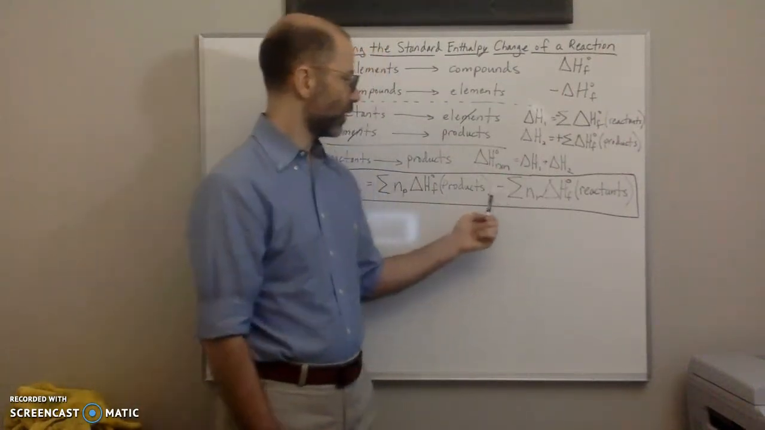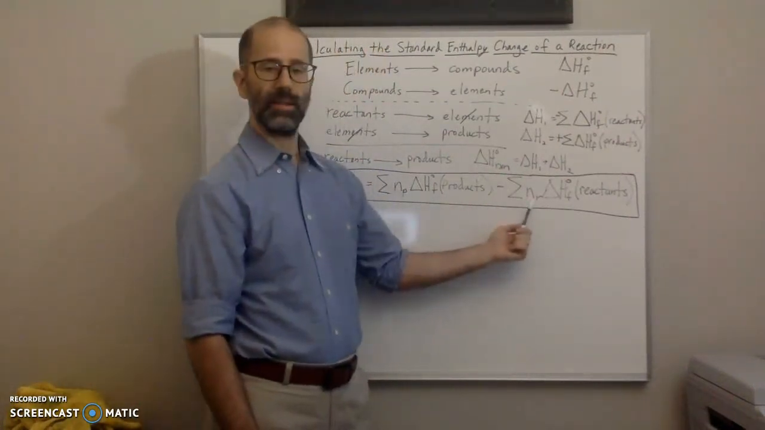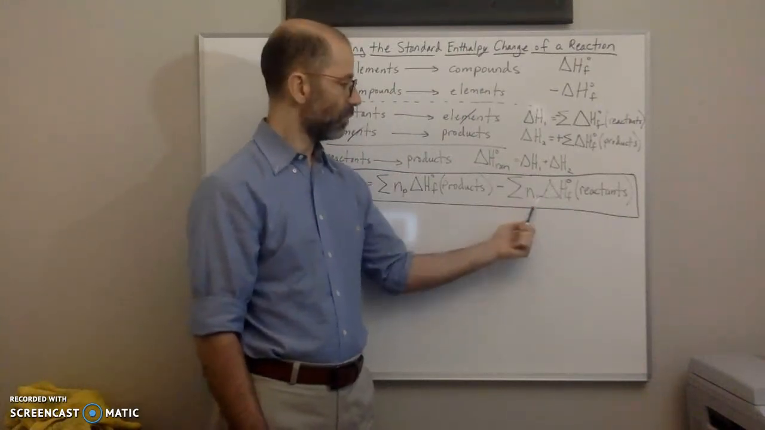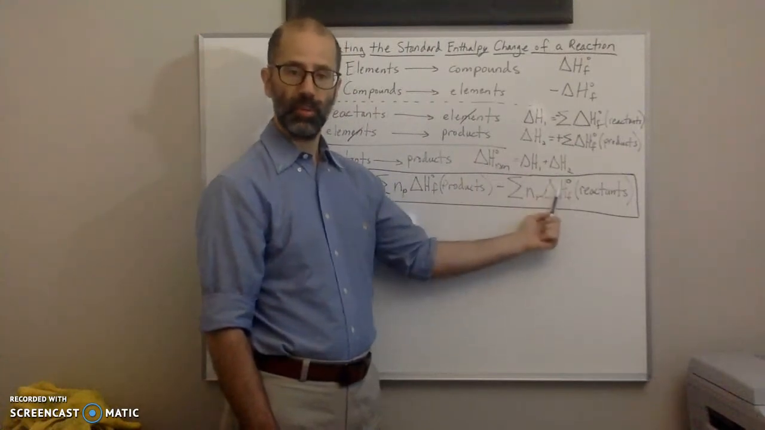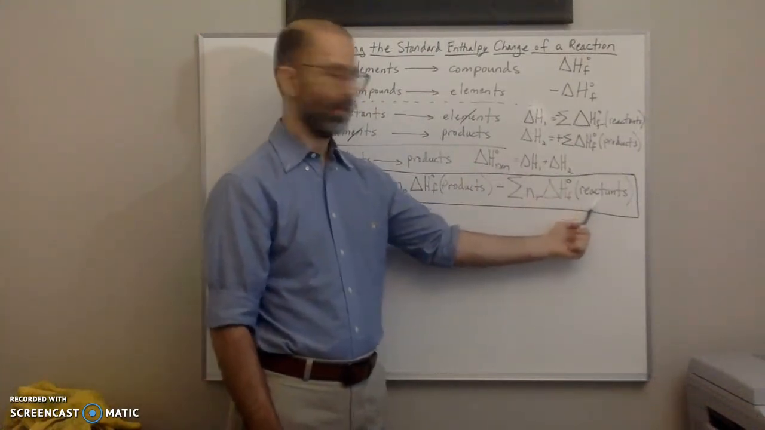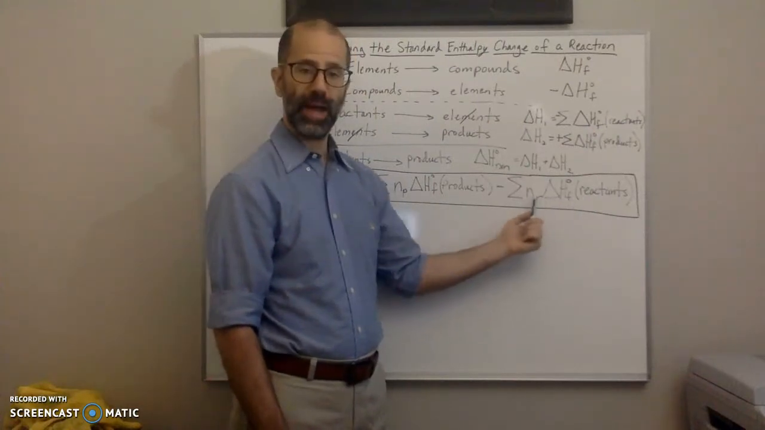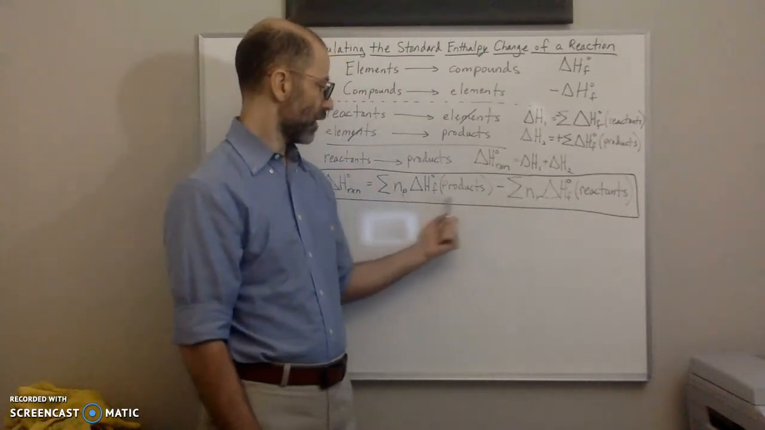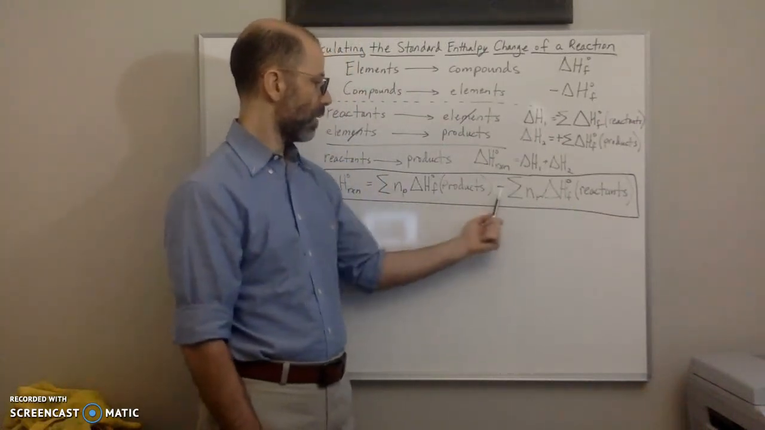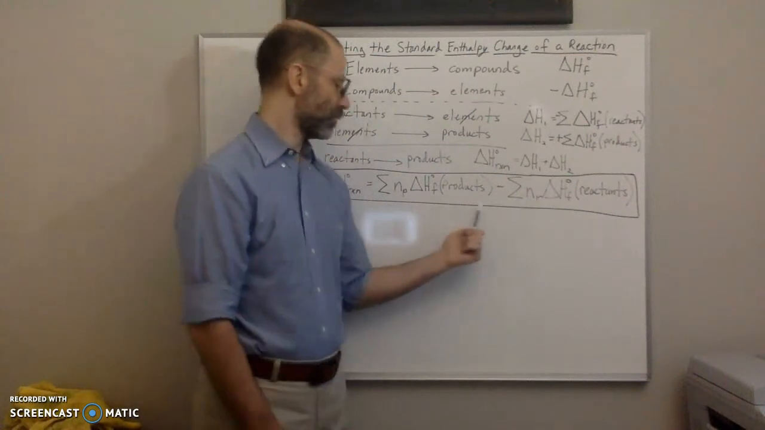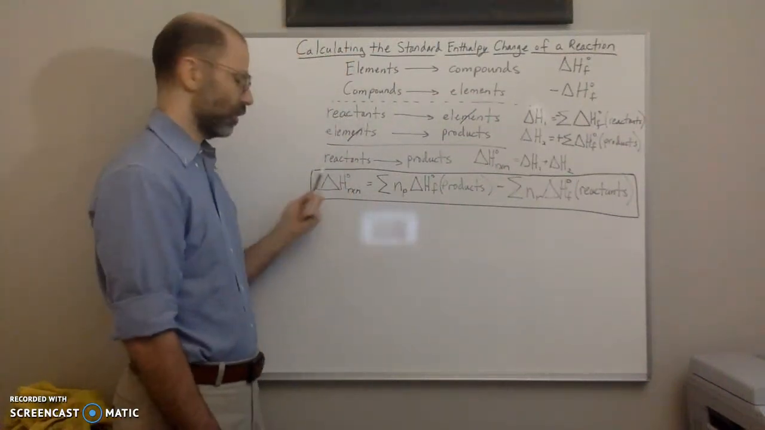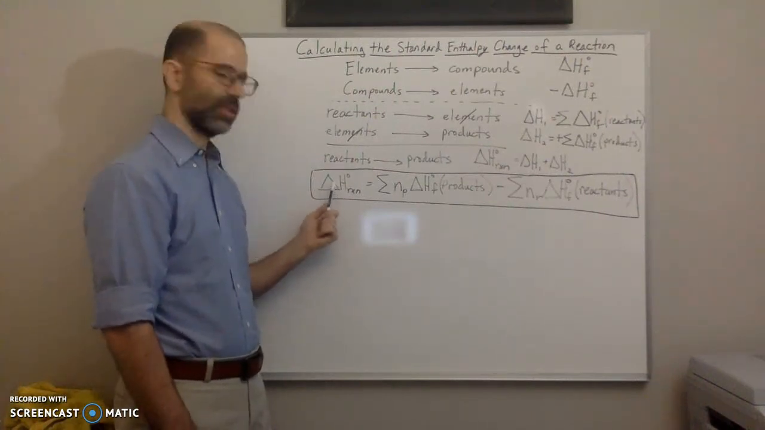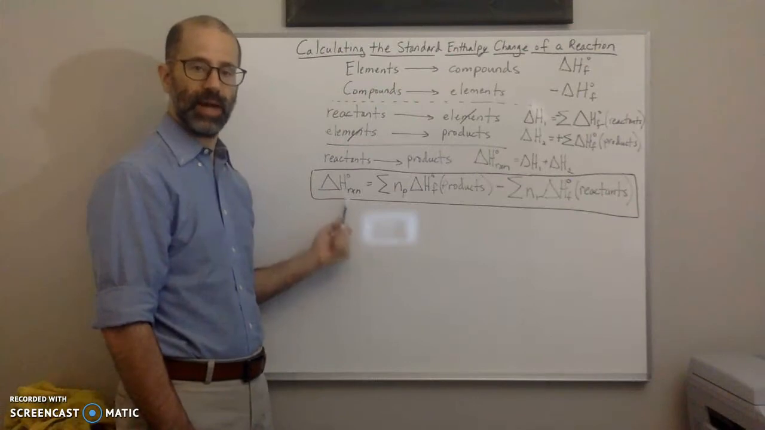And then you're going to do the same thing for your reactants: the number of moles from your balanced equation, the coefficient, multiplied by the standard enthalpy of formation for that reactant. And then you do that for any other reactants in your equation. And then you're going to subtract the two. So it's going to be the products minus the reactants. And that should give you a fairly accurate calculation for the standard enthalpy of a reaction.